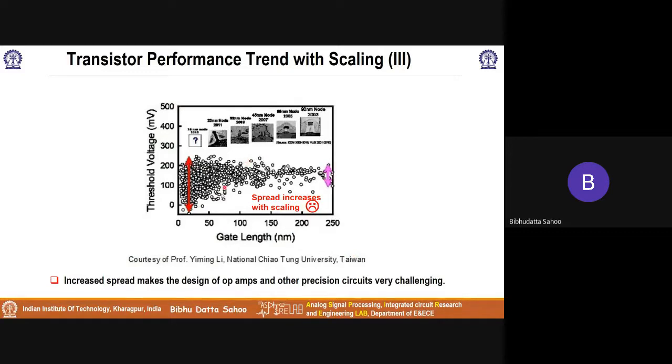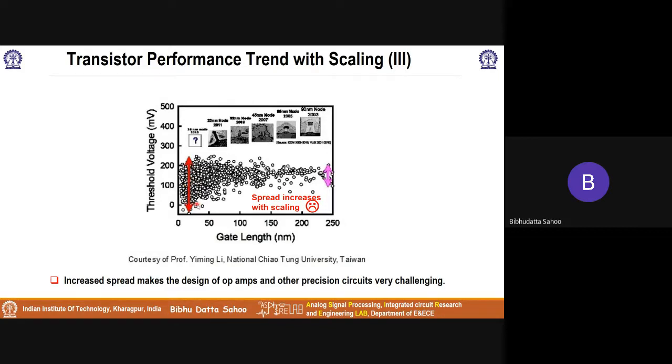Now let's look at this interesting plot. This is obtained from NCTU, National Chiao Tung University slides. This is showing the variability of the transistors. Now, why did we bring this up in the low power context?